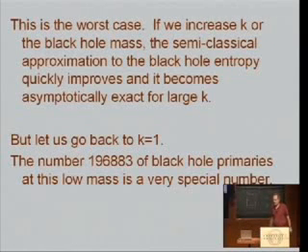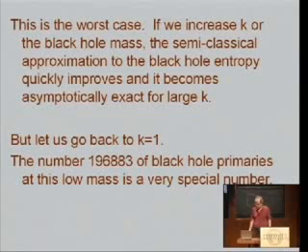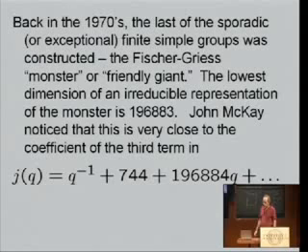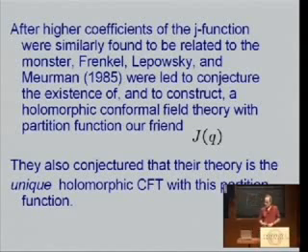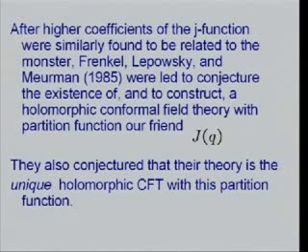But let's go back to k equals 1. The number 196883 is a very special number. Back in the 70s, the last of the sporadic or exceptional finite simple groups was constructed, the so-called monster. The lowest dimension of an irreducible representation of the monster is 196883. It was John McKay who noticed that this is very close to the coefficient of the third term in that 19th century function, the J function. And soon it was discovered that higher coefficients of the J function are similarly related to the monster.